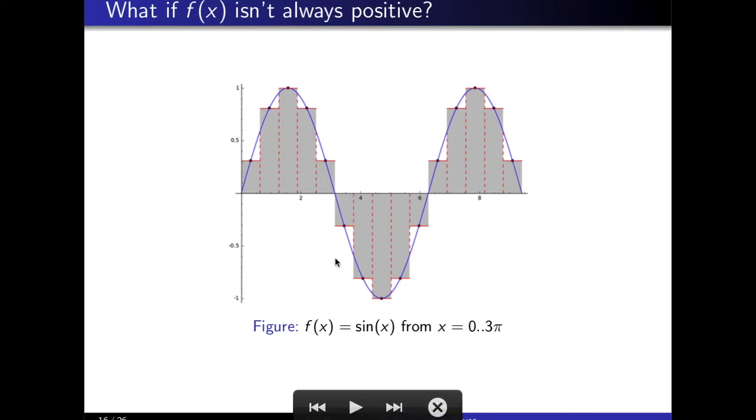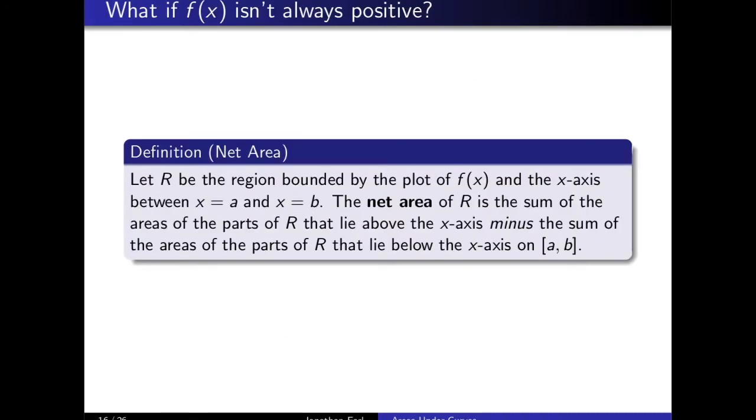So here what we'll do is take sine of x and approximate it by 15 rectangles. I have the ones from 0 until pi. They're all going to have positive heights, but then these rectangles from pi to 2 pi are going to have negative heights. So what we'll say is that if you give me some region R bounded by the plot of the function f and also the x-axis in between a couple of points, we can talk about what's called the net area.